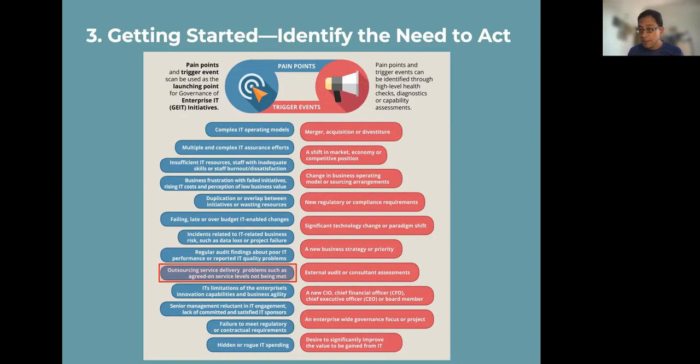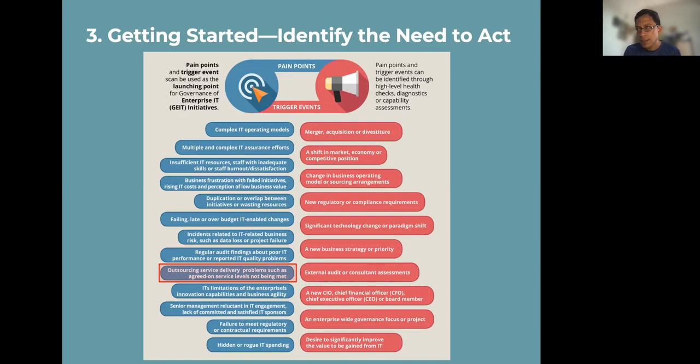Significant technology changes can be a trigger, a paradigm shift can be as well, or there are new business strategy priorities like digital transformation, digitalization. There can be many motivations behind it. And then sometimes it comes from an external audit, or consultants who come from outside and give some recommendation: hey guys, you need to do something like this. Or it can be new structures, new leaders, the new CIO, the new CFO, the new CEO, or something like that. If there are changes in the leadership, that is called a trigger event.